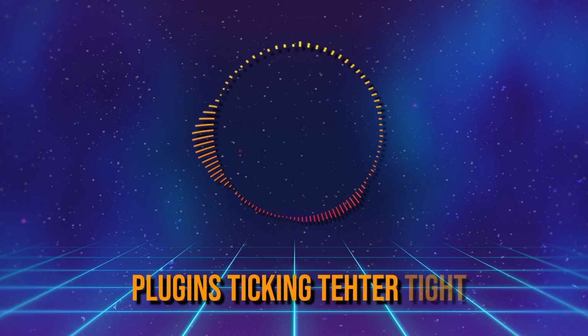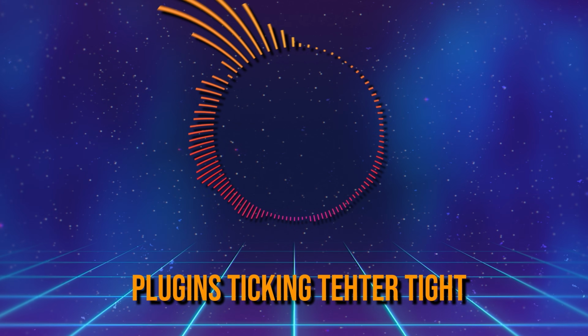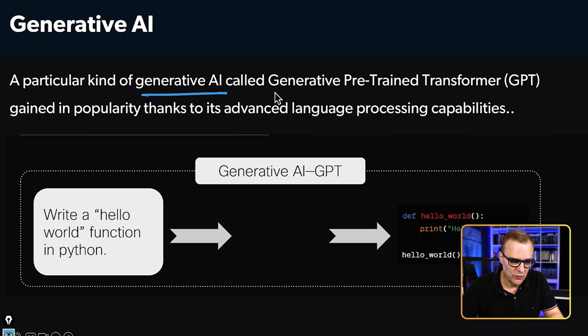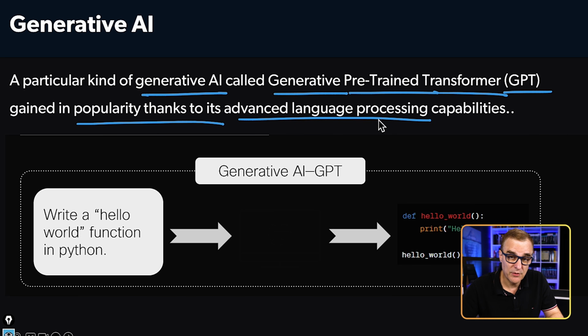Plugins clicking tethered tight. That's another example of Gen AI, in this case, creating a song or multiple songs about the CCNA exam. Now, a particular kind of generative AI is called Generative Pre-trained Transformer, or GPT, hence ChatGPT. This has obviously become very popular thanks to its advanced language processing capabilities. And I've just shown you a few examples of this. I showed you how to generate images, how to create code, and even music. So many options available with Gen AI GPTs.